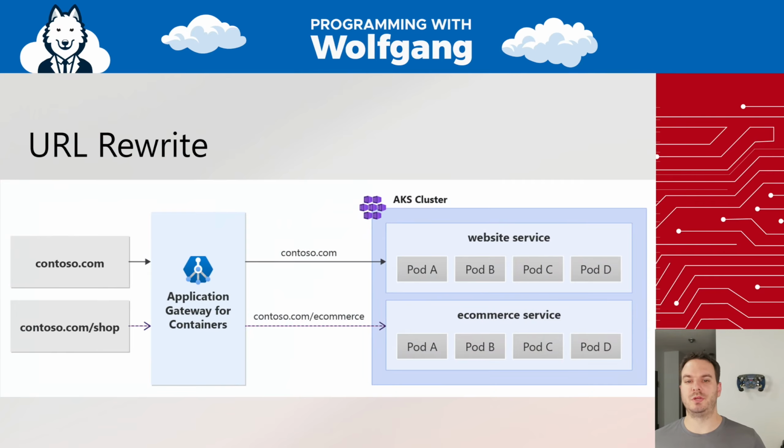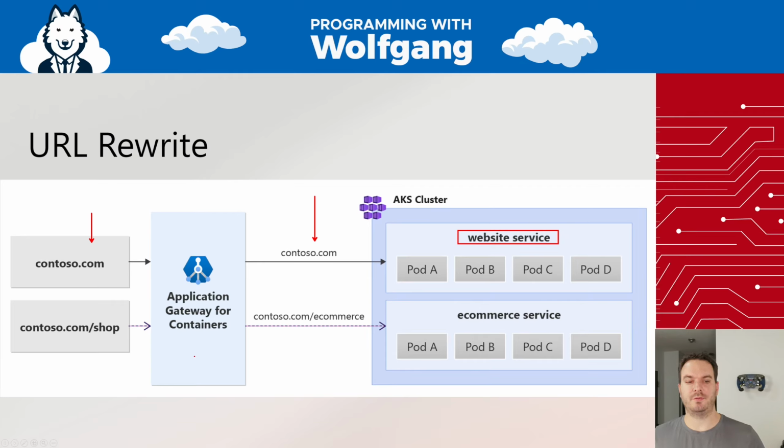First, let's take a look at the rewrite. This is quite simple. I can send a URL and then I can decide if I want to rewrite it or not. I can also decide where I want to send this request. So for example, if I send contoso.com to my gateway, in our case to the application gateway for containers, because we're using this in Azure, but it works the same way with any implementation of the gateway API you have. So in this case, we decide we don't do anything, and then we forward contoso.com to our website service.